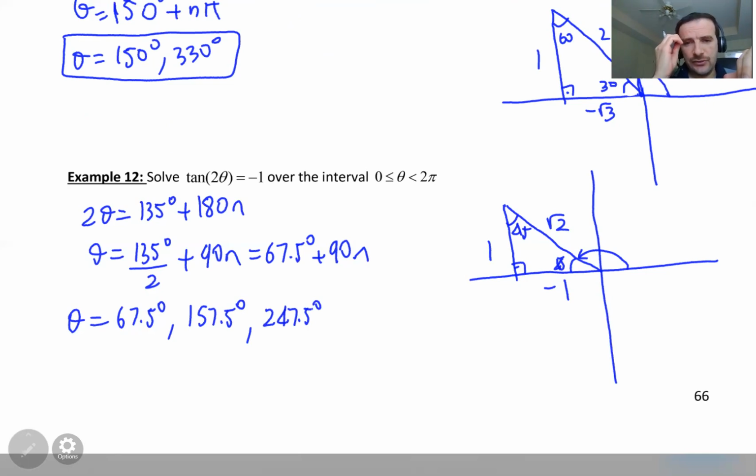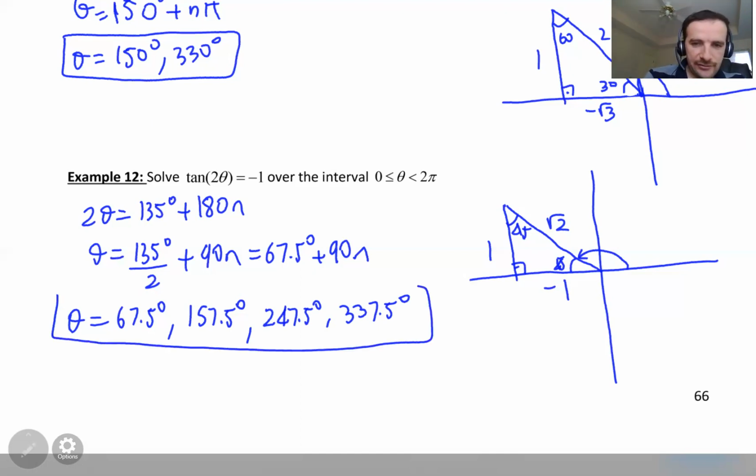When n is equal to 3, it will be 67.5 plus 270. And 270 plus 67.5 is 337.5. Cool again, because we are still in our interval, right? It's still between 0 and 360. But if I plug in n equal to 4, 90 times 4 will be already 360, right? So the angle will be bigger than 360. So these are all the angles in our interval.